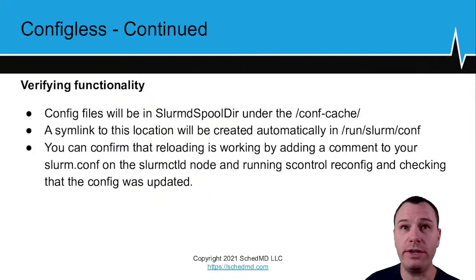With the controller configured and the slurmd started, you can verify the setup by checking in a couple of places to make sure that the configs are present on the node. Config files will be in the slurmd folder under conf cache. And a symlink to this location will be created automatically in /run/slurm/conf. You can confirm that reloading is working by adding a comment to your slurm.conf on the Slurm controller node and running scontrol reconfigure and checking the config was updated.